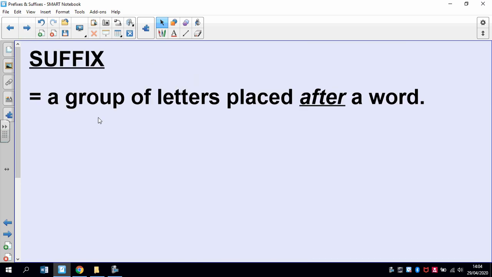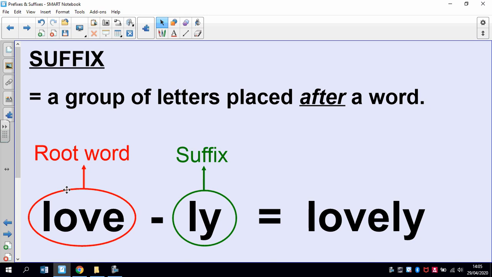Okay, it's the other way around here. A suffix is a group of letters placed after a word. So it's the opposite of the prefix. Rather than going at the front, the suffix goes at the back, okay, at the end of a word. Just like here, we have the root word love, and then we can add a suffix like ly. Combine the two together, you get the word lovely.